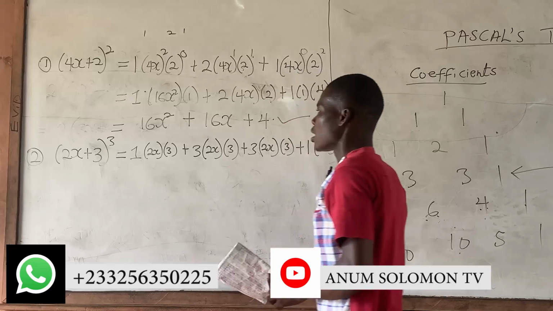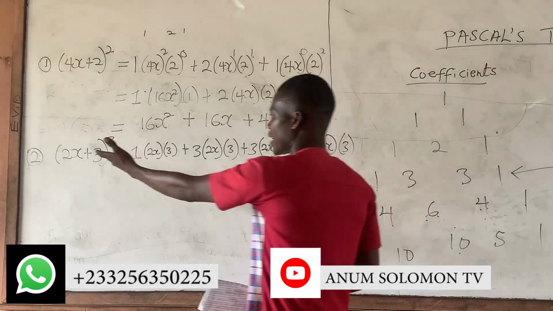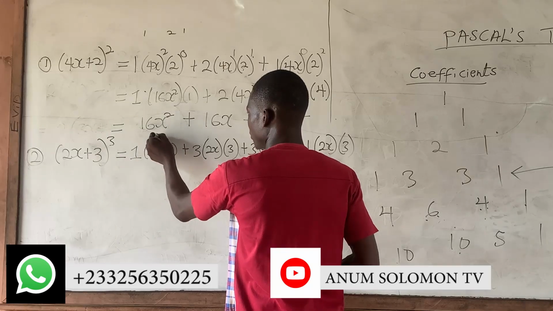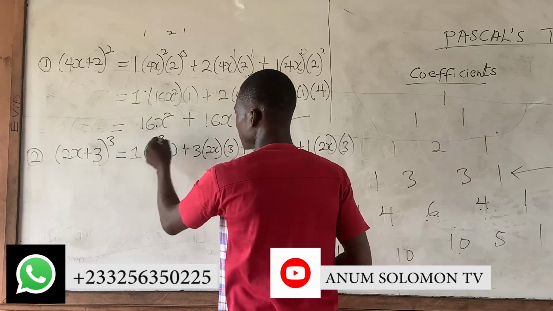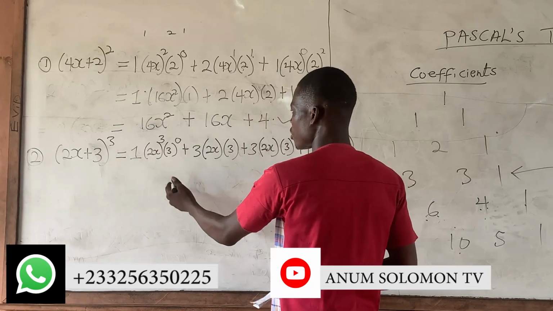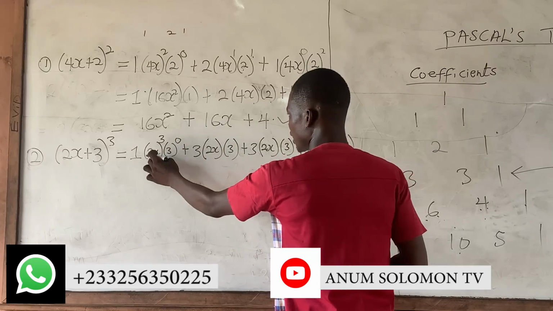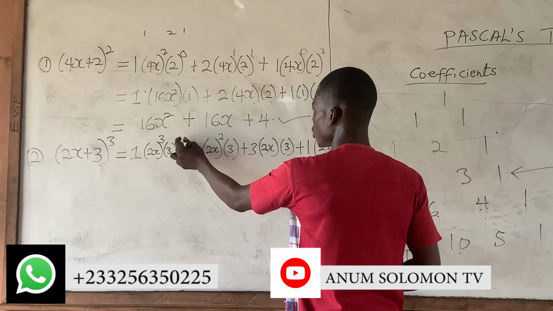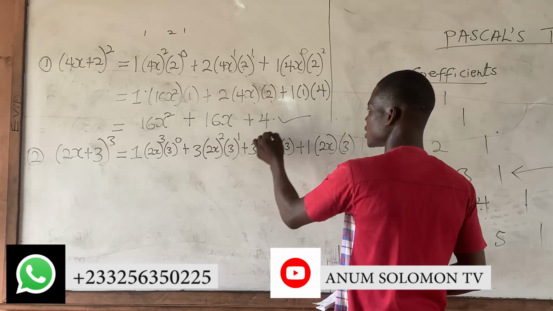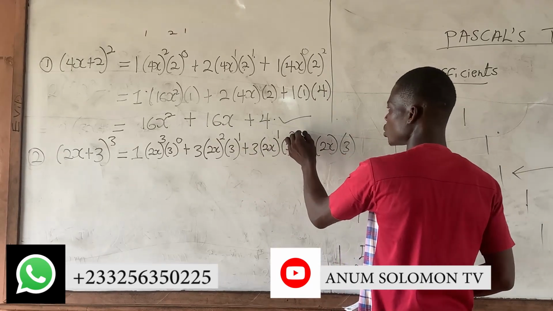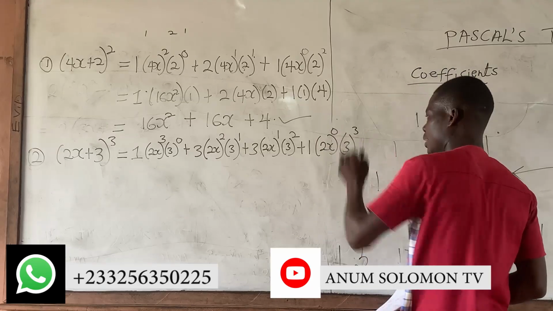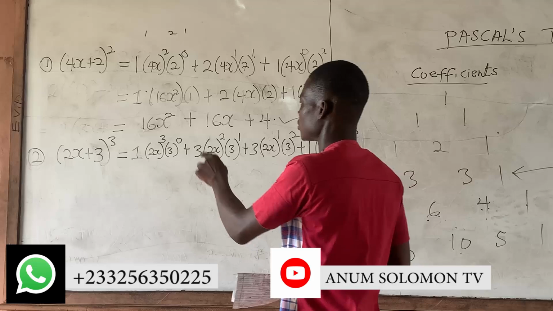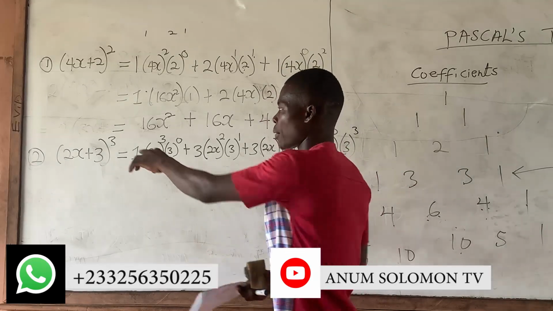Now let's introduce the powers. The first term is 2x, so it will carry the highest power, which is 3. This 3 will start from its minimum, 0. As we are moving from the left to the right, the power of the 2x will decrease by 1. So here will be power 2, here will increase to 1, this 2 will decrease to 1, here will increase to 2, 0, and this becomes 3. So when you sum up the powers in each term, you have to get the power of 3.